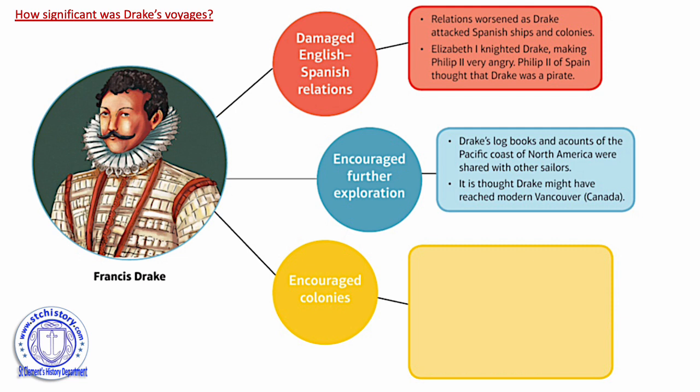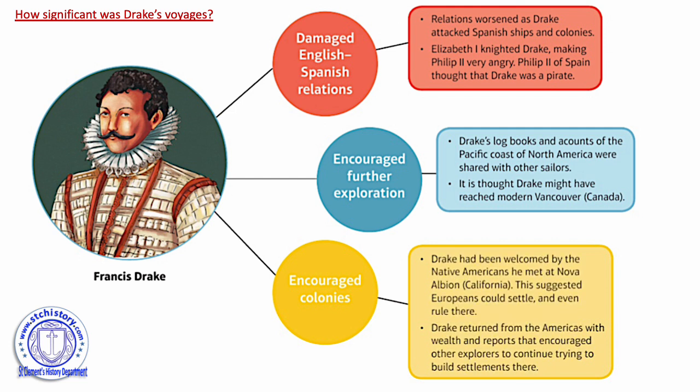I thought that Drake might have reached modern Vancouver. Obviously, we know that Vancouver is named after Vancouver from KES, if you are watching this from our school, just down the road. So loads of links there to the Kingsland area, the local area as well. And then obviously the encouragement of these colonies.